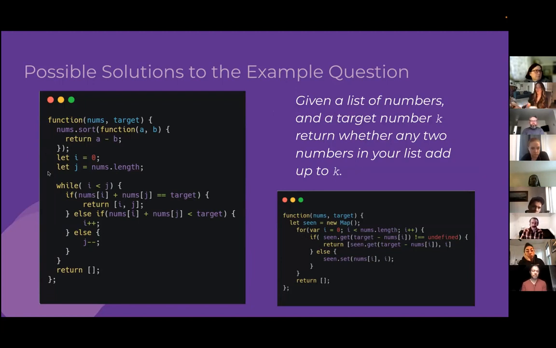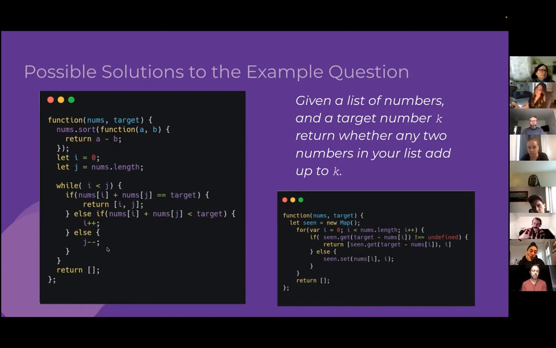And then we create two counter variables, i and j, and basically they start at the beginning and the end of the list. And then while i is less than j, we iterate through the list. So we look at, basically for starters, the first item and the last item, add them together and see if it's equal to the target. And if it is, we just return those indexes. And if it's not, then we check if the value is less than the target or if it's greater than the target. So if it's greater than the target, then we decrement j because they're sorted.